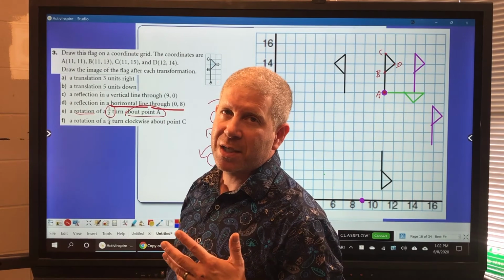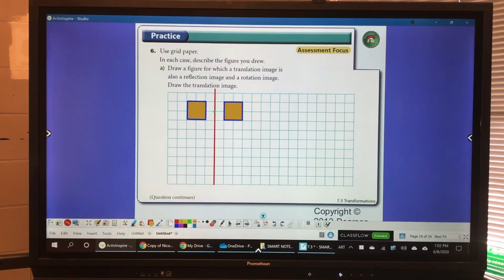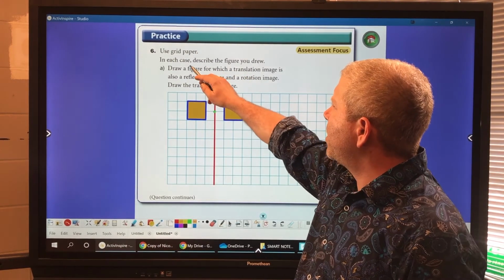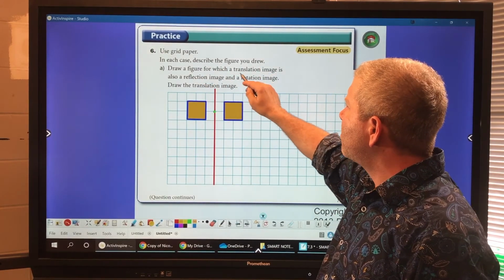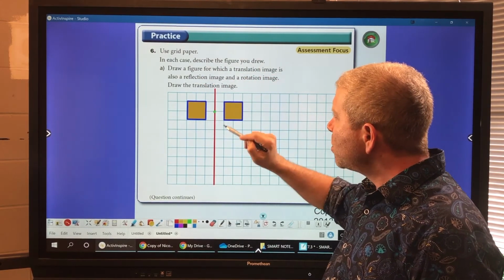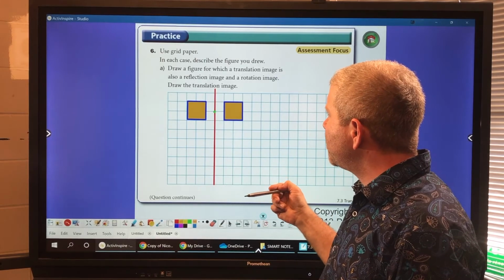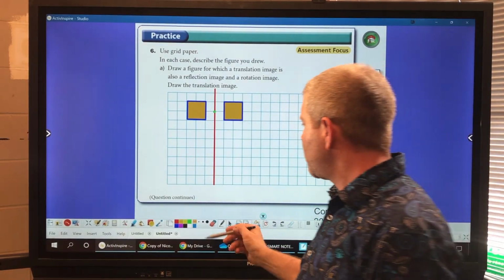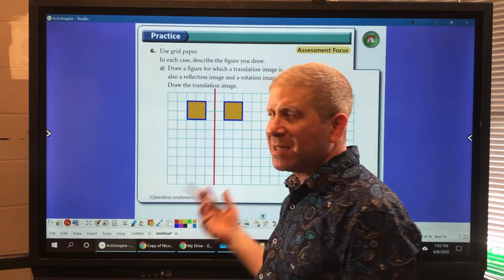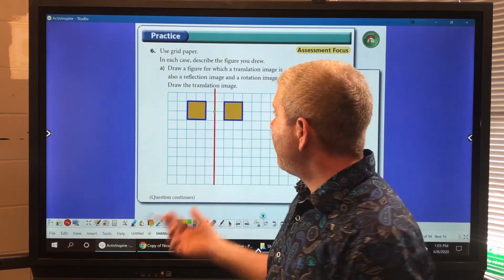Now we're going to move on to number 6. Okay, so for number 6, it says, use grid paper. In each case, describe the figure you drew. Draw a figure for which a translation image is also a reflection image and a rotation image, and draw the translation image. So what I've drawn here is pretty much the simplest shape you can get, and that's a square.